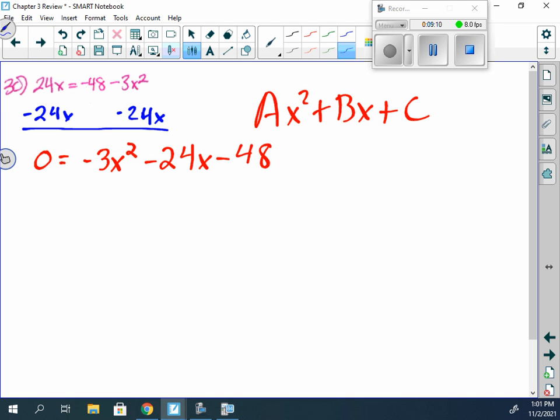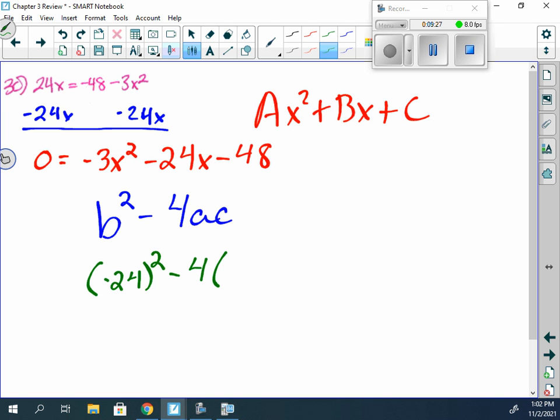Now, we're going to plug this into our b squared minus 4ac. Well, b in our case is negative 24 and squared, minus 4. a will be negative 3, and c is negative 48.